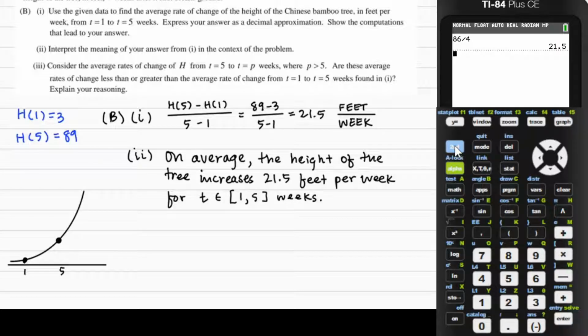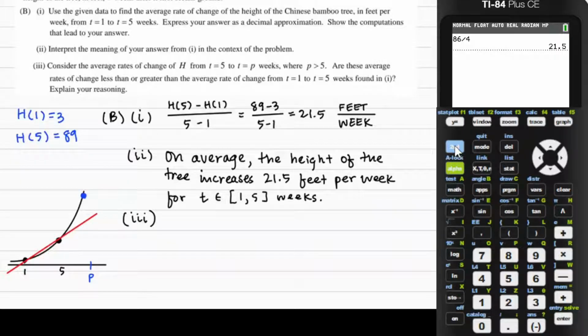The average rate of change that we found, that 21.5, represents the slope of the line that connects those 2 points. So I'm just going to draw in a line right there. Okay, but then I need to think about t equals p, where p is beyond 5. So for part 3, I'm going to label p out there somewhere. Now that may be a little bit too far to the right, but as long as it's to the right of 5, we're good.